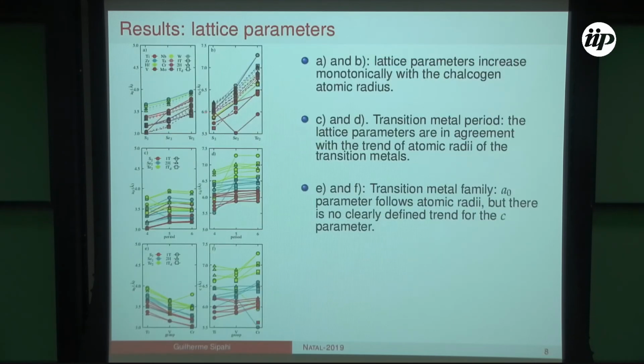We also calculated the lattice parameters, and they are mostly monotonic. Some materials, the same ones that we cannot relate to Bader charge, deviate from that. This is parameter a, this is parameter c, so this is in plane and this is out of plane.